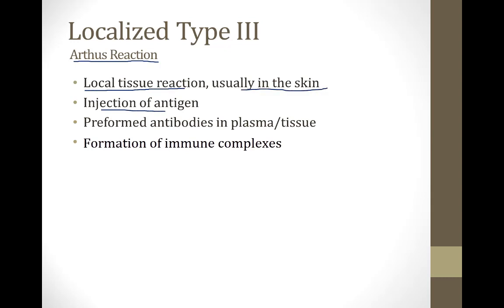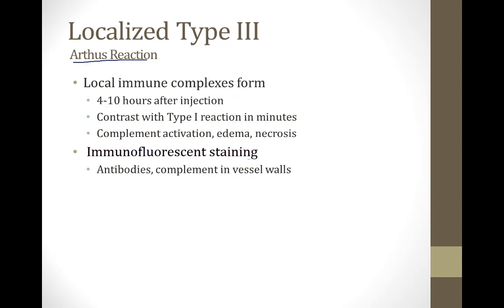What happens is you inject some antigen and then preformed antibodies in the plasma or tissue will bind the antigen and form immune complexes locally right in the skin where you directed the antigen. The Arthus reaction is named for Dr. Arthus, and what he did is he would inject antigen into the skin of animals.